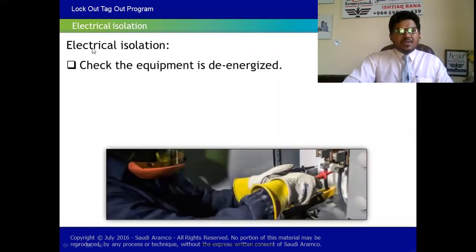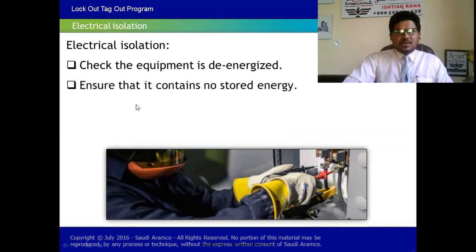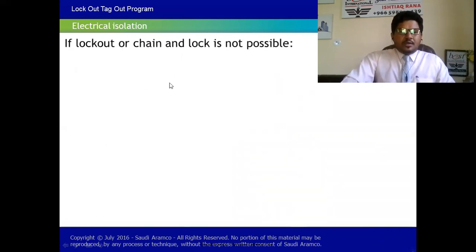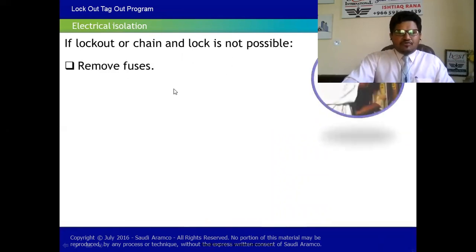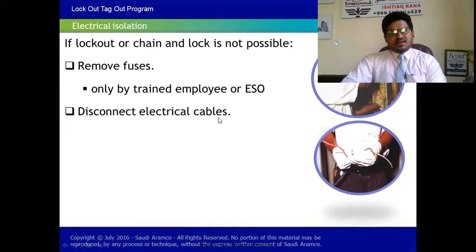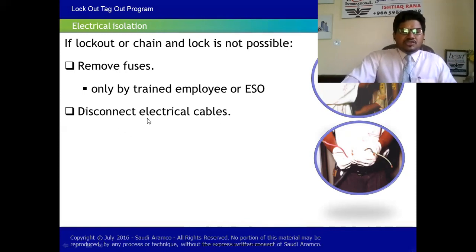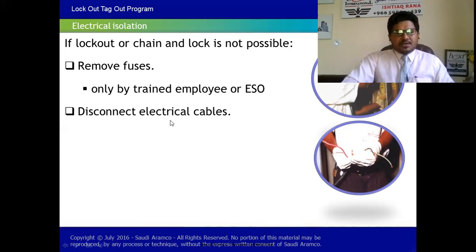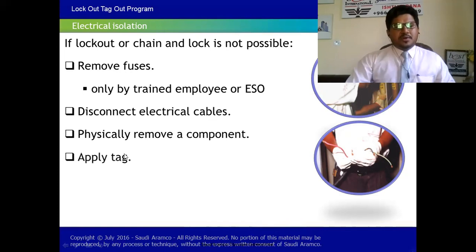Now let's see a few others. Like electrical isolation, check the equipment is de-energized, ensure that it contains no stored energy. Now, if lockout or chain and lock is not possible, then what are we going to do? Remove fuses only by trained employee by ESO. ESO means electrical systems officer or electrical systems operator. Disconnect electrical cables, physically remove a component or apply tag.